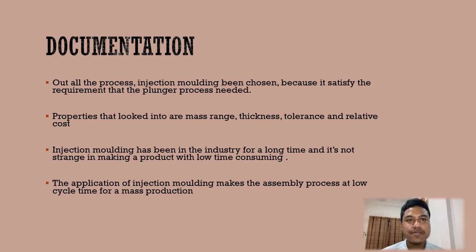Out of the processes, injection molding has been chosen because it satisfies all the requirements needed. Next, the properties look into the mass range, thickness, tolerance, and relative tooling. Injection molding has been in the industry for a long time and is not strange in making a product with low time consumption. Lastly, the application of injection molding keeps the assembly process at a low cycle time for mass production.